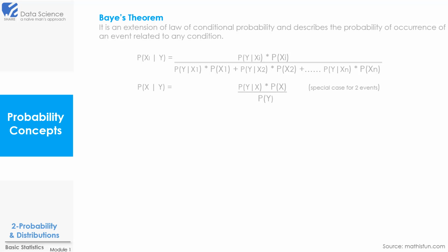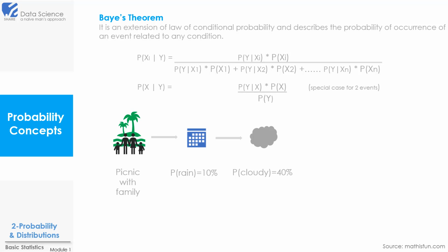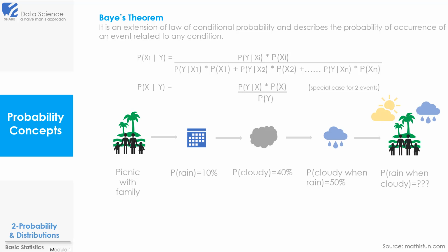Now let's understand this with the help of an example. Suppose you have planned to go to a picnic with your family, but you wanted to be sure if there will be rain or not. So the first thing you checked is the forecast and found out that there is a 10% chance of rain. The forecast also tells us that the weather will be cloudy, and the chance of the weather being cloudy is 40%. And it also says that 50% of the time the weather was cloudy when it had rained in the past. So now based on this information, you want to know the probability of rain on the day of your picnic given the weather is cloudy.